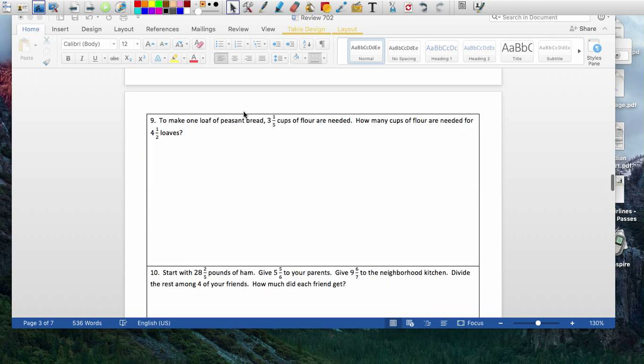To make 1 loaf of peasant bread, I love peasant bread, 3 1/5 cups of flour are needed. How many cups of flour are needed for 4.5 loaves? Well, to make 1 loaf, that's what you need. So therefore, we're going to multiply this by 4.5.